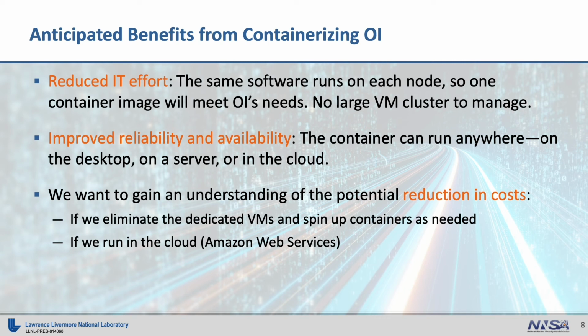We anticipate there may be a reduction in costs and want to understand the potential. By eliminating the VM cluster and only spinning up containers as needed, we should require a lot less physical hardware, and that hardware could be put to other productive uses or eliminated. And what is the cost savings if we just push it all out in the cloud and let Amazon deal with it?